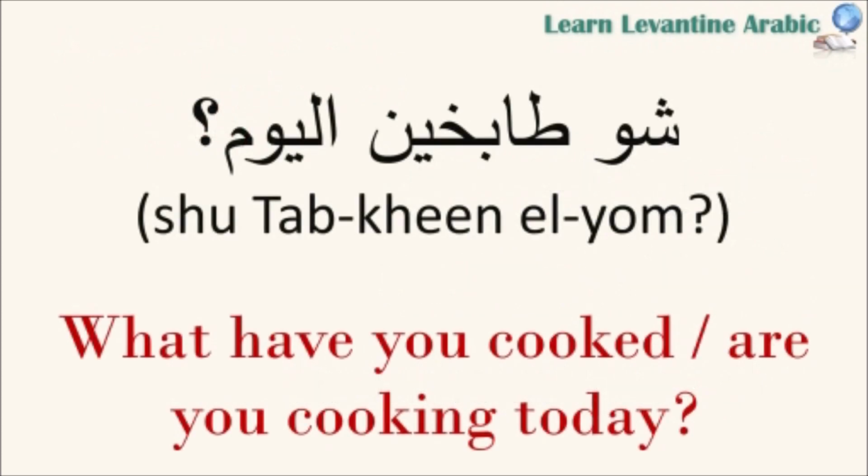For example, شو طابخين اليوم? What have you cooked or what are you cooking today? We use طابخ or طابخين when we're asking about cooking around the mealtime. So we're asking what have you cooked, or maybe you're going to cook, or maybe you're in the process of cooking. So we don't use the past and we don't use the present. We use the active participle. شو طابخين اليوم? What is for lunch or for dinner? What are you planning to cook?